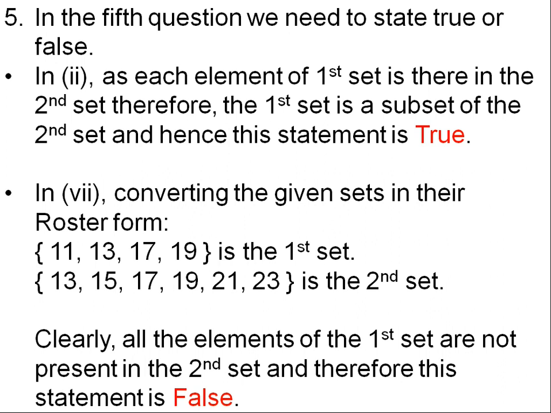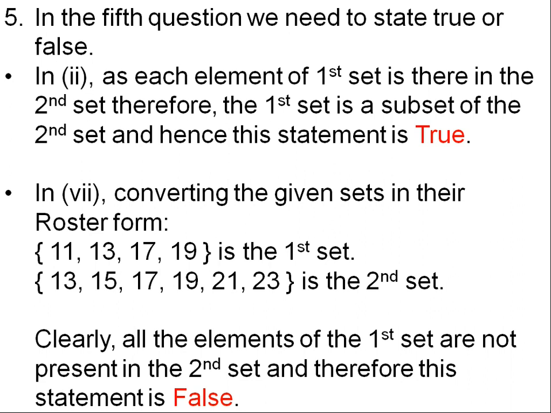In question number 5, we need to state true or false. It is an objective question, like I said. You have to answer it with pencil in the book itself. Let us pick the second part of it. As each element of the first set is there in the second set, therefore the first set is a subset of the second set, and hence this statement is true.